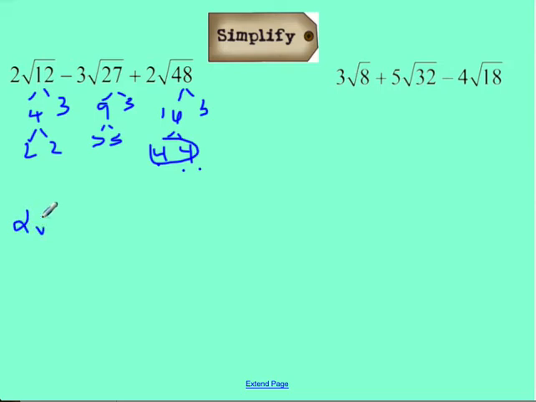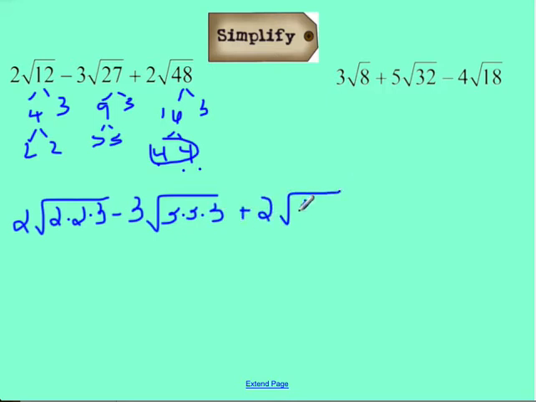So let's go ahead and write this out. We have 2 times the square root of 12, which is 2 times 2 times 3, minus 3, and then underneath the radical I'm going to have 3 times 3 times 3, and then plus 2, and then I'm going to have 3 times 4 times 4. So let's go ahead and find our pairs. Well, we have a pair of 2's on this one. So I'm going to have 2 times 2, and then left underneath the radical is 3.